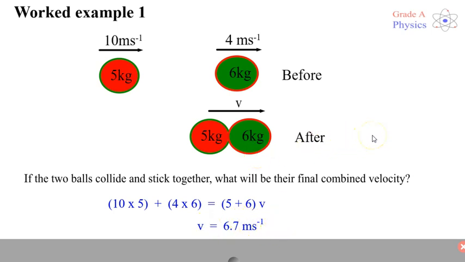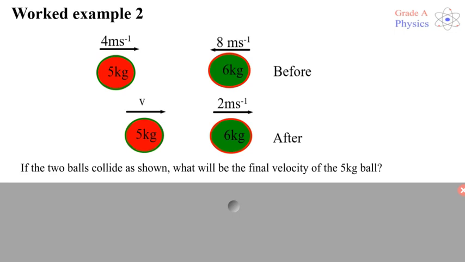Now you might get one that easy at A level, but this is more of a GCSE question. So more likely you'll get something like this, where the objects are moving in opposite directions, and afterwards they bounce apart, so they don't stick together. But we can approach this in the same way, but we have to be careful of direction.